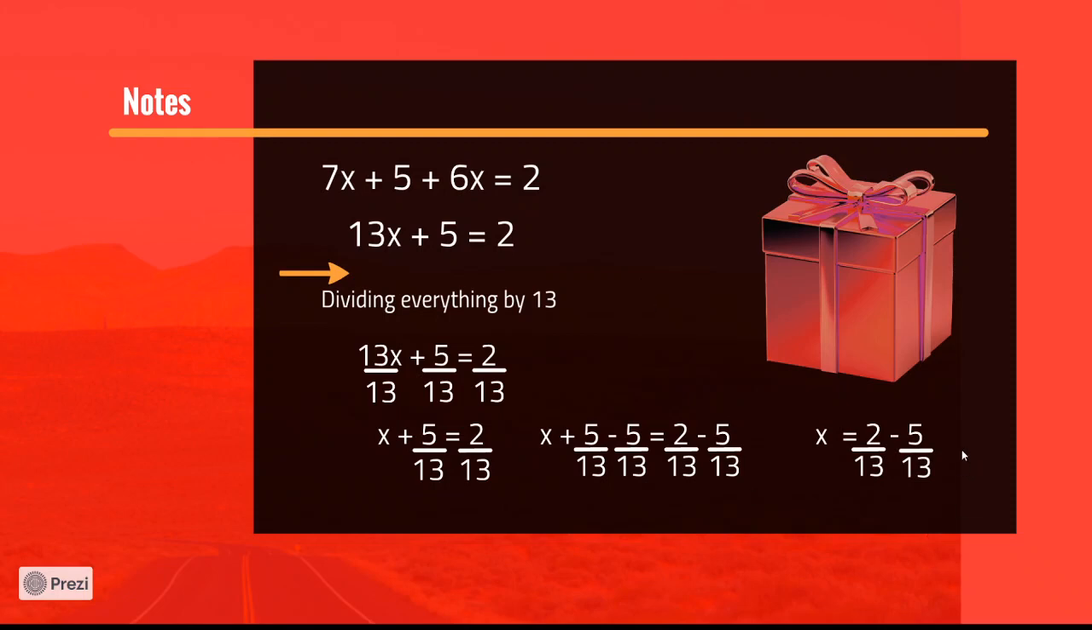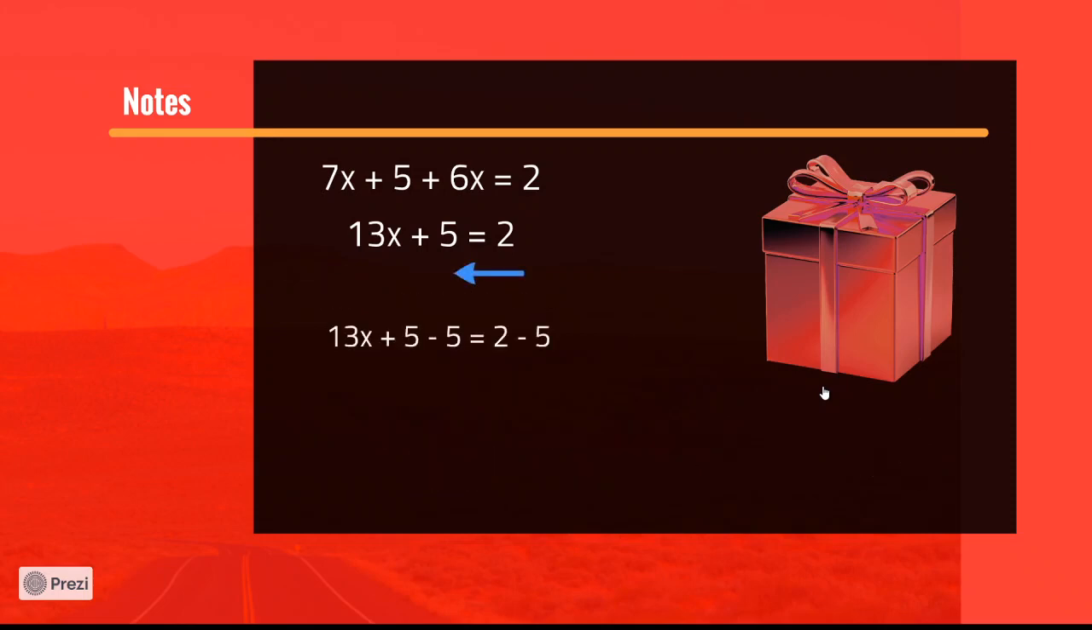So this is one method of doing it. If you calculate this, you get the value of x. Another method of doing it is: 13x. Without dividing everything by 13, I am subtracting 5 from both sides.